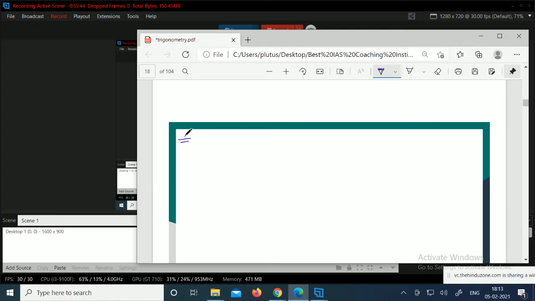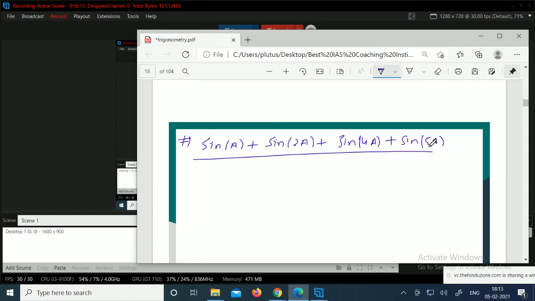Now try to solve this question. If I have sin A plus sin 2A plus sin 4A plus sin 5A, divided over cos A plus cos 2A plus cos 4A plus cos 5A, is equal to tan 3A. How are we going to solve this kind of problem?